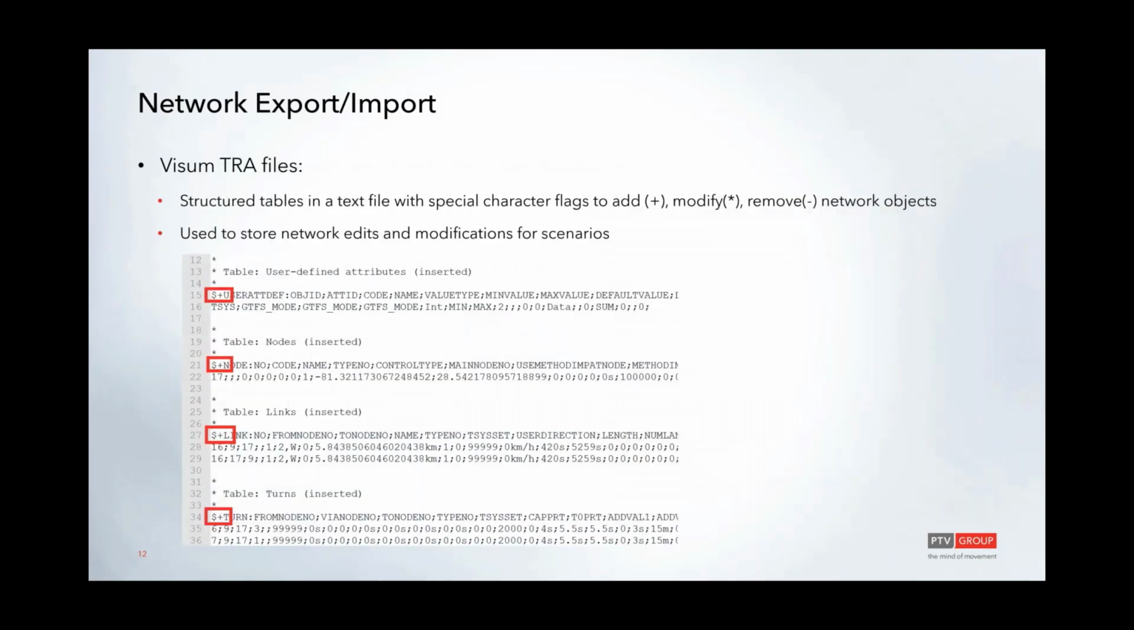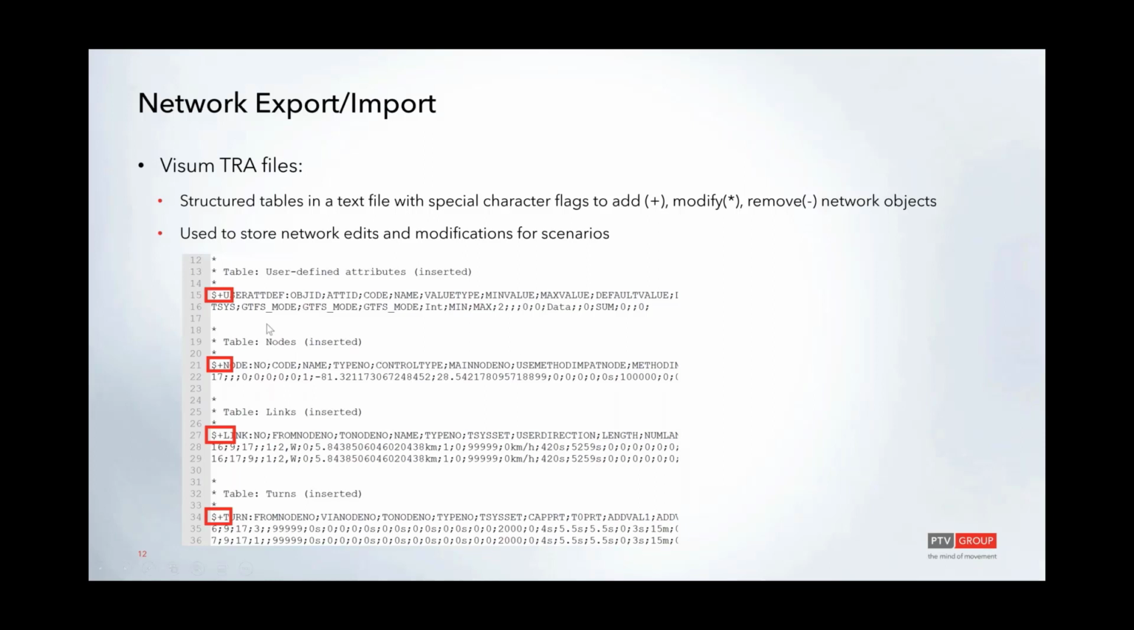Next, we look at another data batching format available in Visum. We call it the TRA or transfer file. A transfer file is again a structured table in a text file with some special flags, which allow a little bit more than the network files or net files.